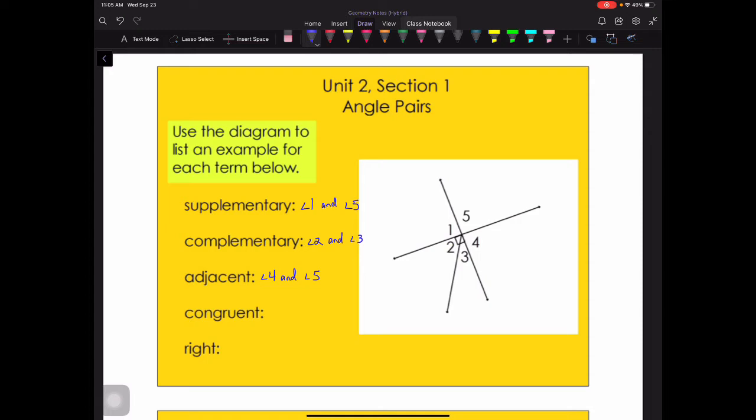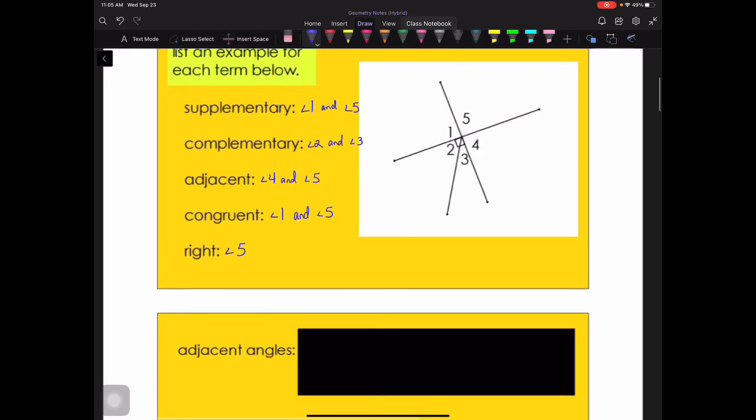That's all it means. Congruent angles are two angles that have the same measure. We'll get into this as the unit goes, but angle 1 and angle 5 both look like they're 90 degrees. Angle 1 and angle 4 also both look like they're 90 degrees. And then a right angle: you could say angle 5 is a right angle, or angle 4, or angle 1. Any of those.